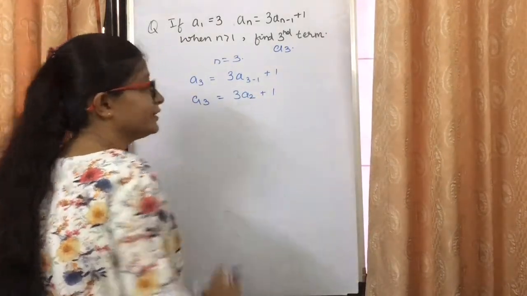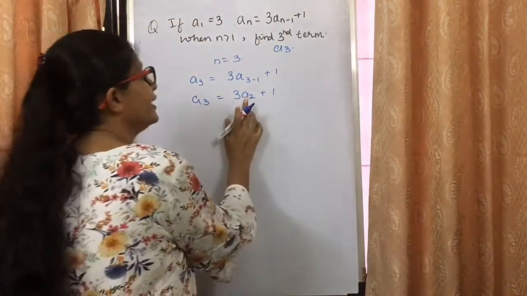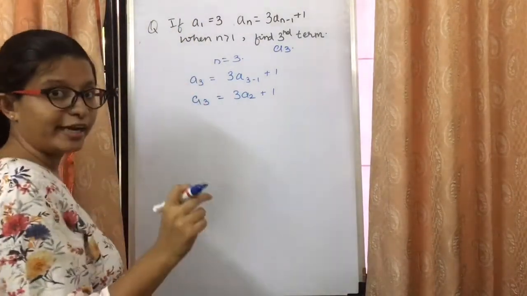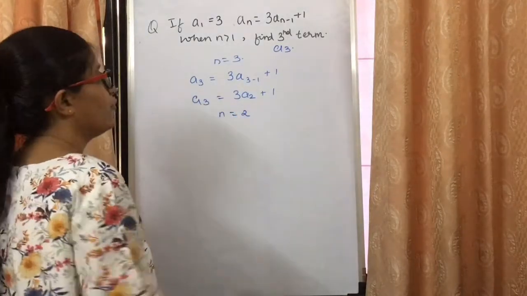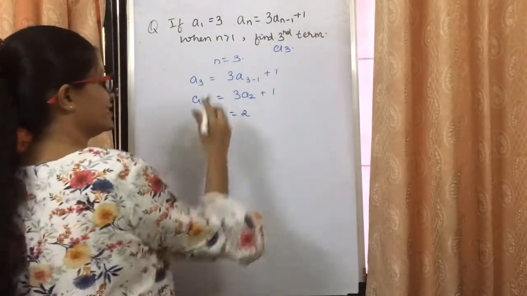To find A3, we need the second term. We need to find out the second term first. How will we find out the second term? By keeping n equals 2. If I keep n equals 2 in the equation, let's see what will happen.